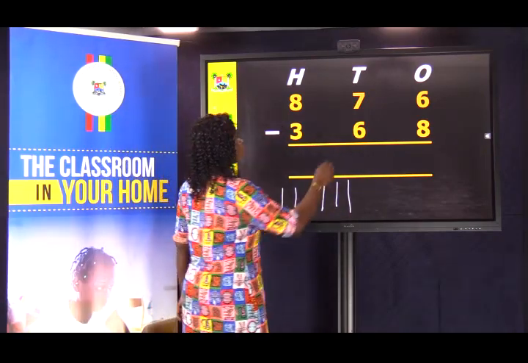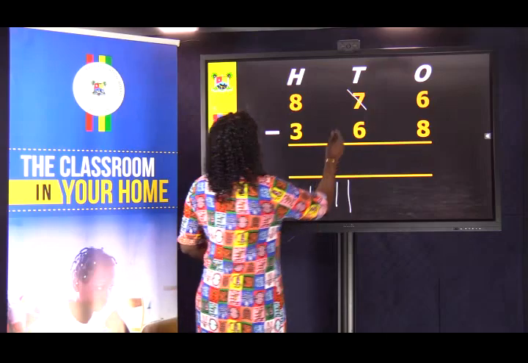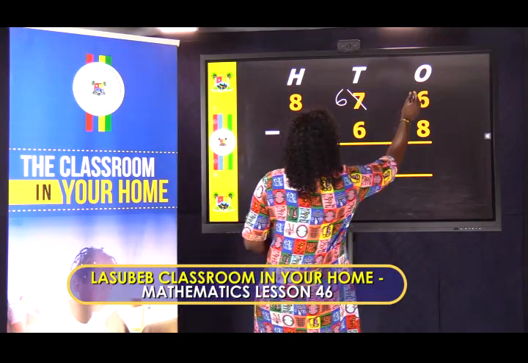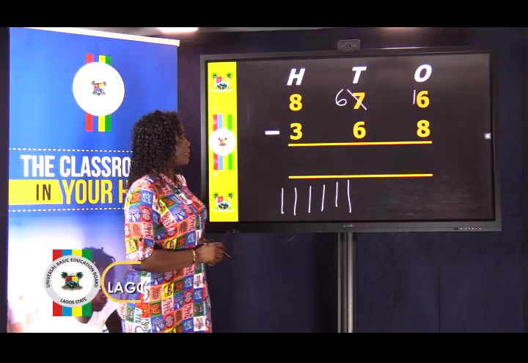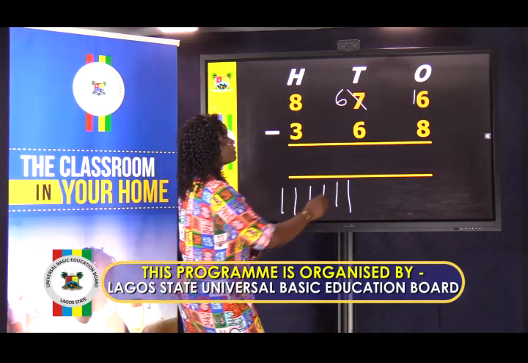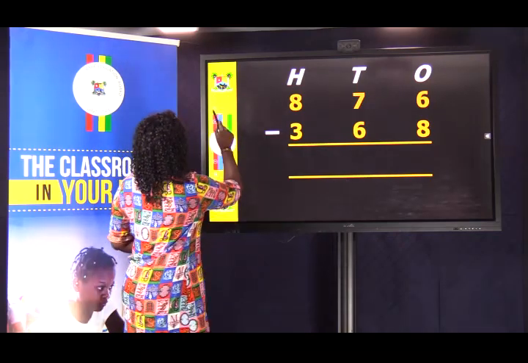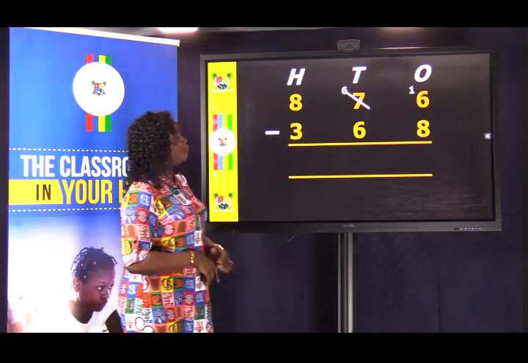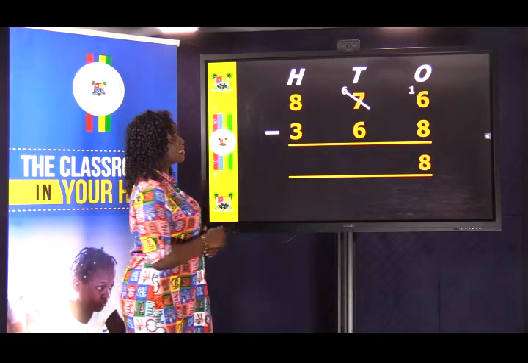No. You go to the next column, which is the tens column, and remove 1 from 7. When you take away 1 from 7, you'll be left with 6. Write it down immediately. Then you put the 1 beside 6 to make 16. That one you have removed, you put it beside 6 to make 16. So we have removed 1 from 7 and we are left with 6. 16 take away 8 is 8.